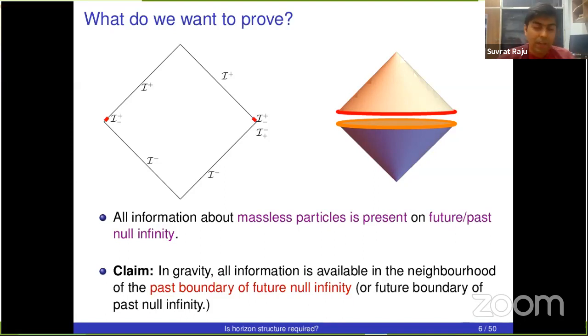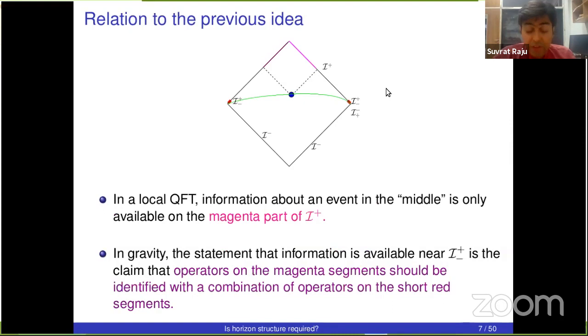Also, I've been a little lazy and I'm going to draw two-dimensional diagrams everywhere. But you should remember that the Penrose diagram, if you were to really draw it, looks a little bit like this figure on the right. And so what I'm going to argue is that when you look at future null infinity, which is this cone on top, all the information is available near this little red region near its past boundary. Okay. Now, the first thing, of course, you might ask me is, how is this result related to the previous idea that I described of trying to relate degrees of freedom on a nice slice? And so the first thing I'd like to do is to make that relationship clear.